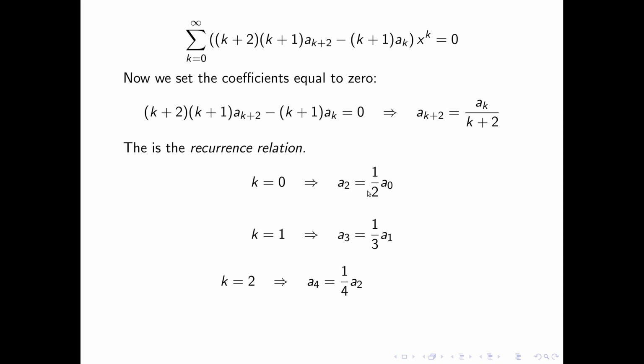But a2 is equal to 1/2 a sub 0, so therefore I could write a4 in terms of a0. Good. And the last one we'll look at here is k equals 3. Plug that in, you get a5 equals 1/5 a3, but a3 is 1/3 a1. So plug that in and we get 1/5 times 1/3 a1. Now what I want you to notice is that all of the coefficients we're writing in terms of a0 and a1. Do you remember why that would be? Why would that be true?